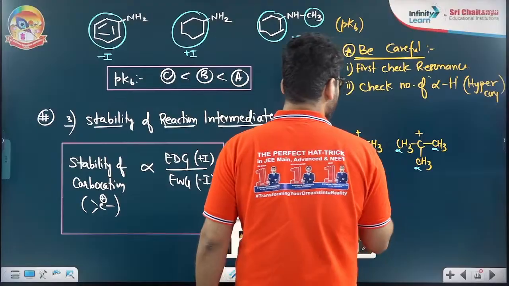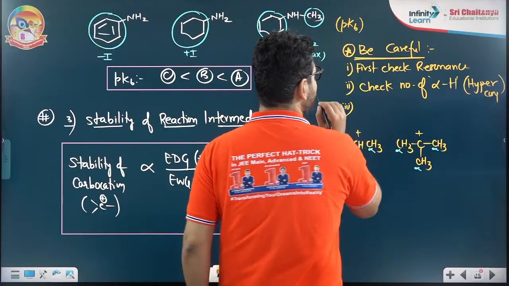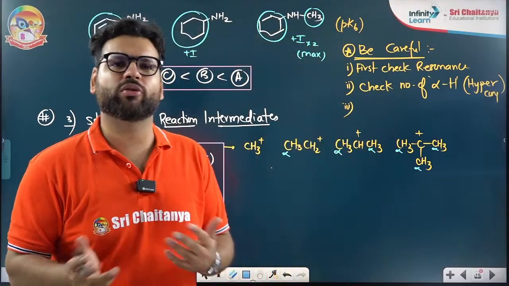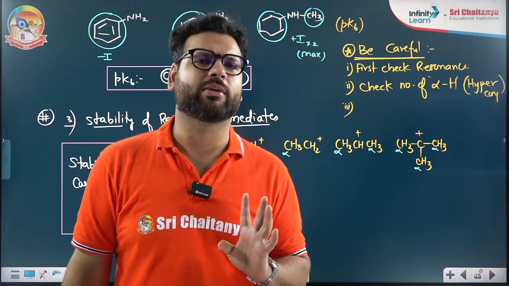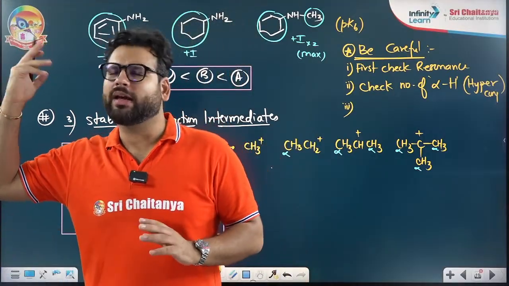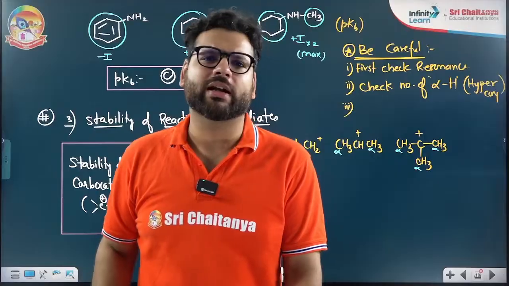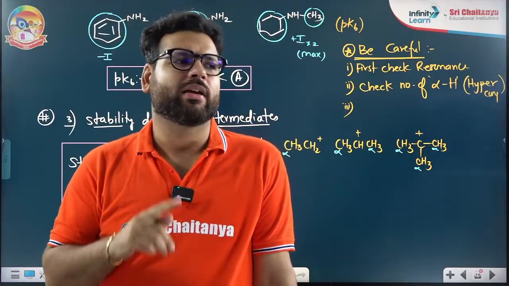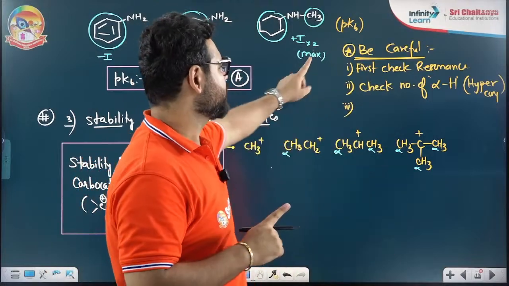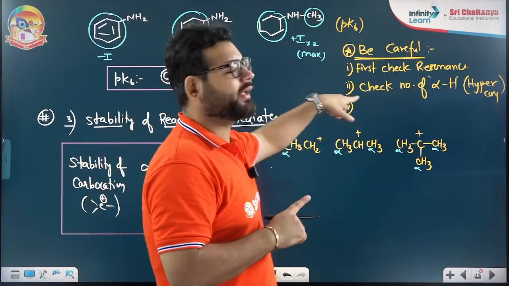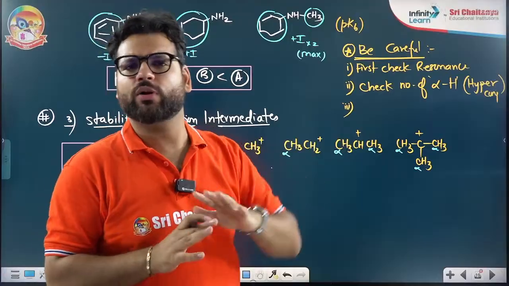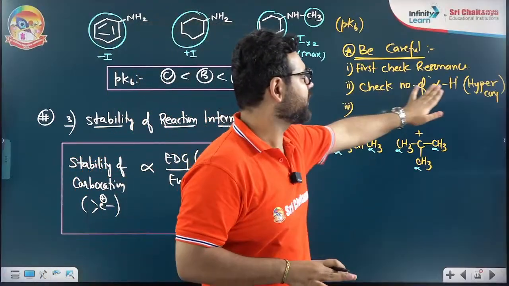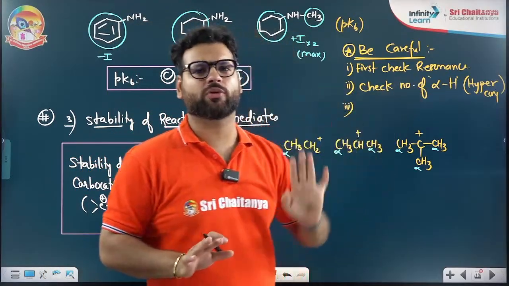So then come to inductive. So 99% of the questions, you don't have to check inductive effect in carbocation stability. For the acidic strength and basic strength, mostly inductive only will work. But for the carbocation and carbanion stability, first always check resonance. For carbocation, check hyperconjugation. For carbanion, you have to skip this part. For carbanion, there will be no hyperconjugation.